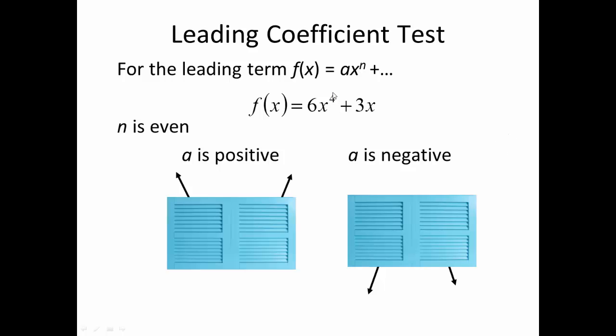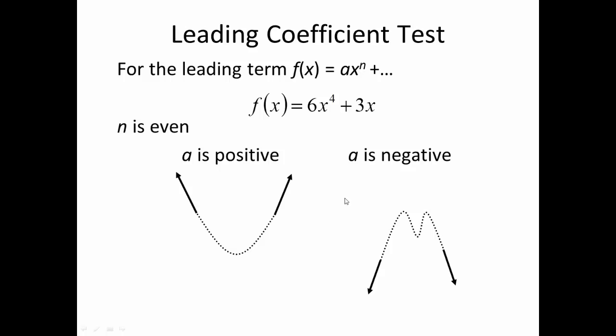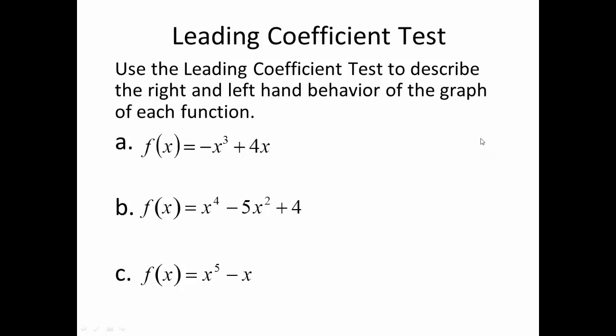All right, when the exponent is even and a is positive, the endpoints are going to remind you of a parabola where they're both pointing up. And if it's negative, then they're both going to be pointing down like a parabola. And we don't really care what it's doing in the middle. It could be doing something weird in the middle, but we're just looking at the endpoints. So that's the leading coefficient test. So let's do some examples here.